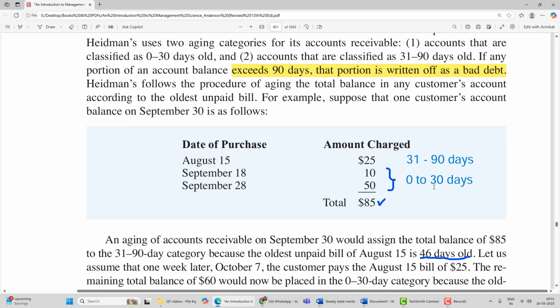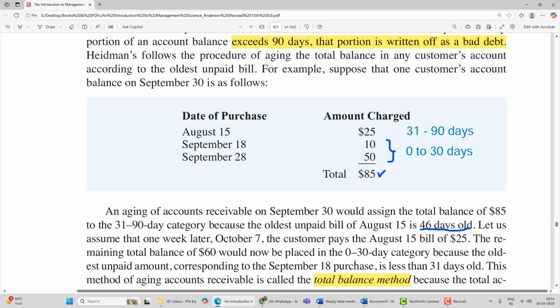Right. So that is how the process will pressurize the sales team to convert this 31 to 90 days to 0 to 30 days. How to convert them? Basically the sales people must convince the customer that at least you pay this August 15 bill quickly. So suppose the customer pays the August 15 bill of $25, then the remaining will be $60. Now that $60 will get reclassified as 0 to 30 days. So this is how the total balance method works, and that is what we need to understand.